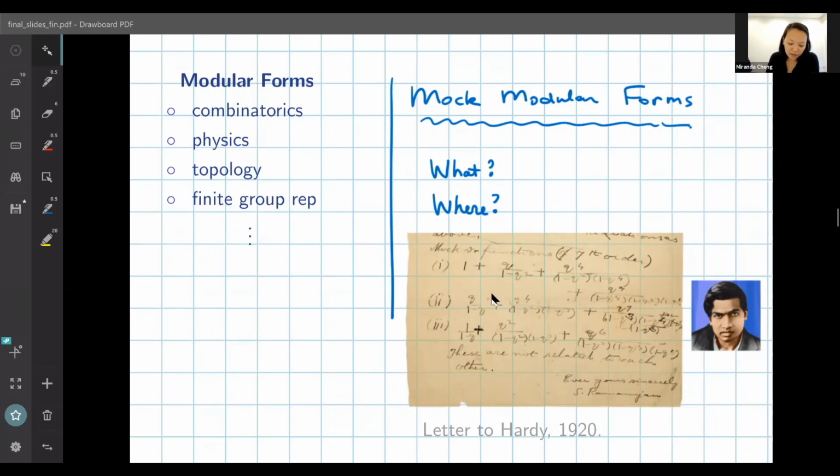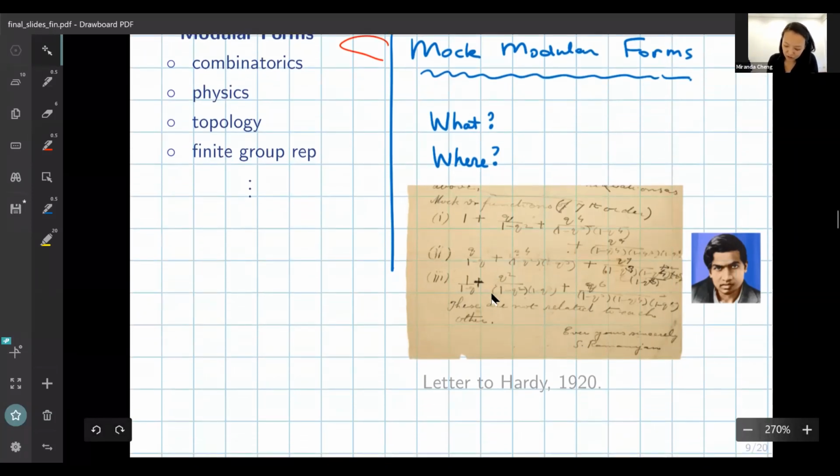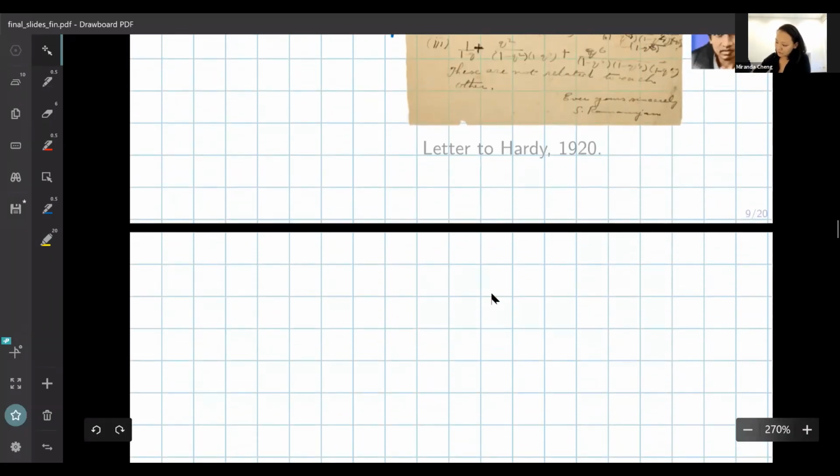So then the next topic would be mock modular forms, which generalize modular forms. What are they and where do they appear? Is it like modular forms, that they hold the secrets of many objects in mathematics? What do we know and what do we still need to know? Okay, so now let's move on.